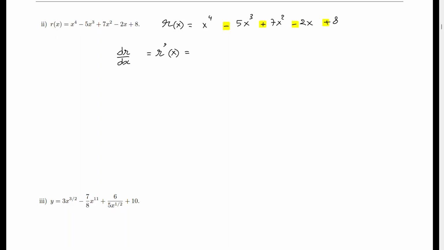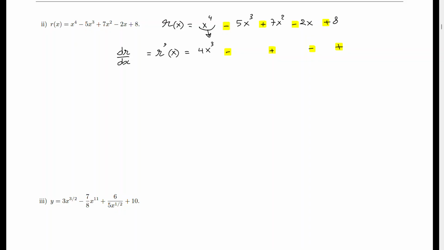Well, according to the rules, we can ignore the pluses and minuses. So we're going to have basically a bunch of terms being subtracted or added from each other, just like we had at the start of the problem, and we find the derivatives individually. So the derivative of x to the power of 4 will be 4x cubed, because the 4 comes down to the front, then we subtract 1 from the power.